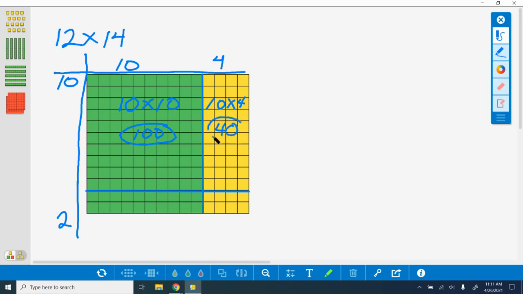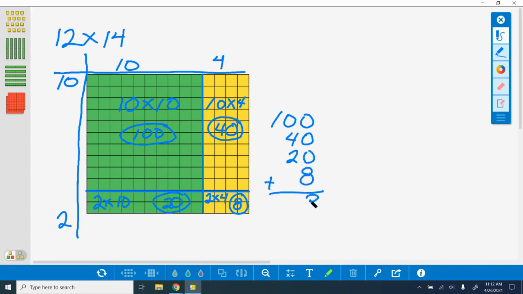And if we were to count these, there would be exactly 100 square units here and exactly 40 square units here. Let's come down here. 2 times 10, 2 groups of 10 is 20. And then 2 groups of 4 is equal to 8. And to get the total area, we're going to add 100 plus 40 plus 20 plus 8, which is 168. There's a one-to-one correlation here. There are exactly 168 square units in this array if you were to count them all up.